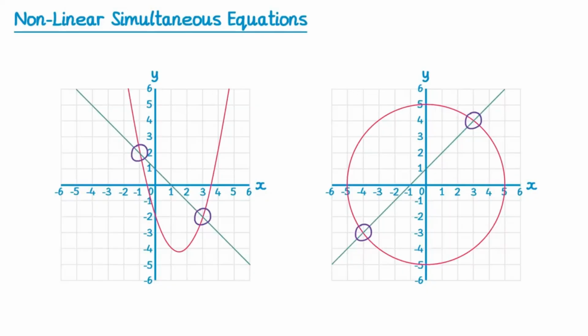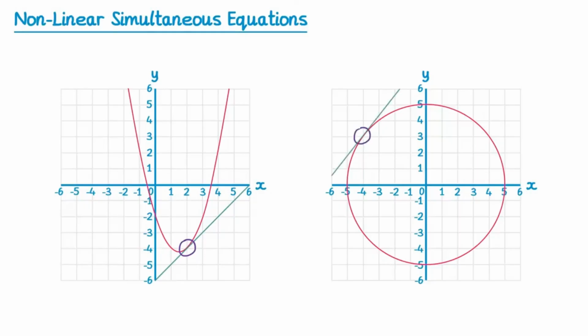But this isn't always the case. For example, on the left-hand graph here, you can see this line is a tangent to the graph. This means it only touches in one place here. You can have the same situation with a circle like this. It's even possible to have no solutions. This corresponds to a situation where the graphs never cross, so a straight line like this, or like this.